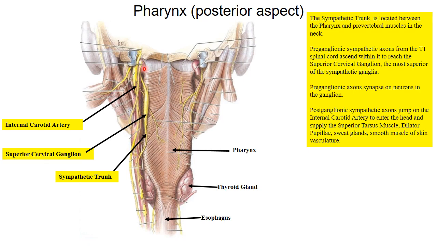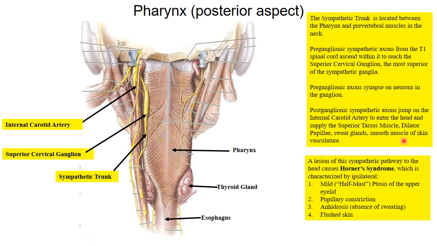Now, why do we need sympathetic innervation to the head? Well, again, we've covered this before. We've got the superior tarsus muscle, which is an elevator of the upper eyelid. We've got the dilator pupillae muscle, which is going to dilate the pupil. And then in the skin of the face, we've got sweat glands, and we've got smooth muscle of skin vasculature that we want to constrict whenever we're afraid or threatened. And again, this takes us for the umpteenth time to Horner's syndrome. And again, just to remind you what Horner's syndrome is.